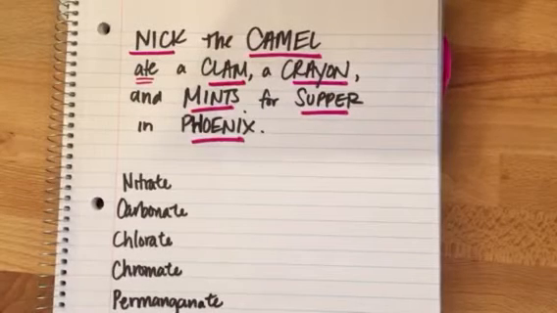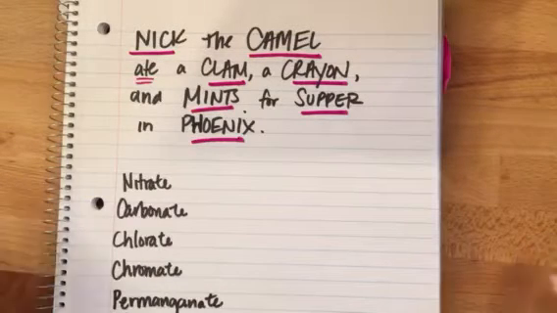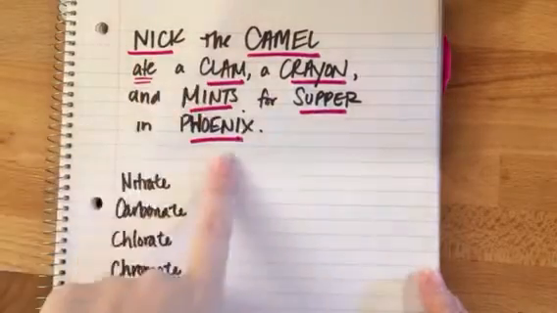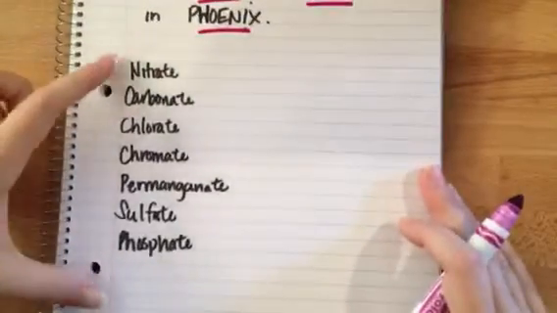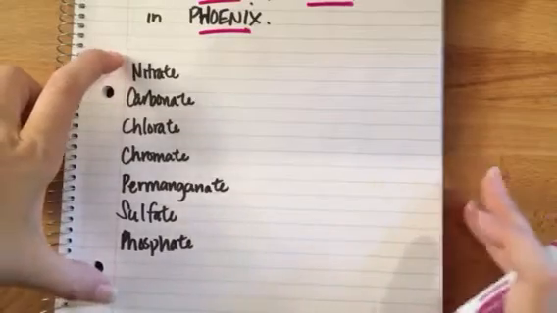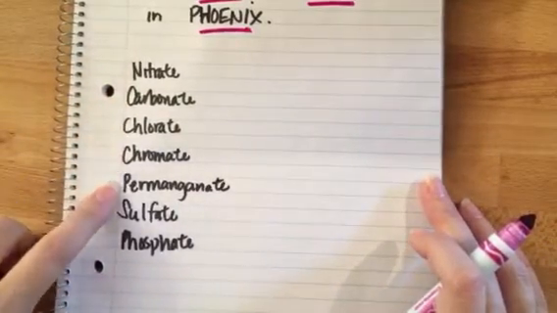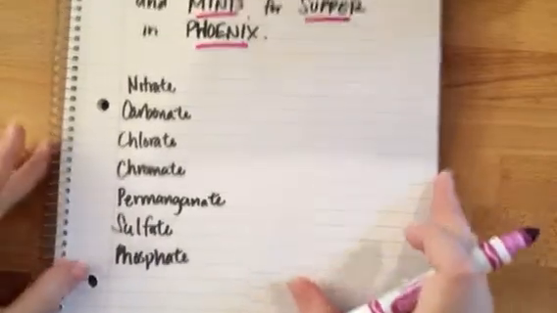I had somebody ask me to make a video explaining Nick the Camel, which is a way of remembering your polyatomic ions just a little bit easier. They are pretty difficult to know because you have charges and oxygens and elements, and they're all put together. But with that list of 12, this sentence will actually help you to remember 7 of the 12 polyatomic ions that you need to know: nitrate, carbonate, chlorate, chromate, permanganate, sulfate, and phosphate.